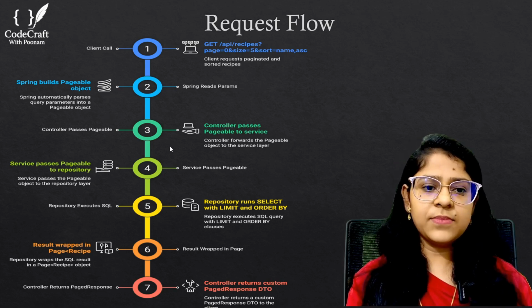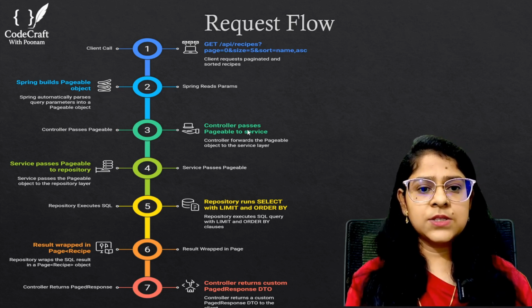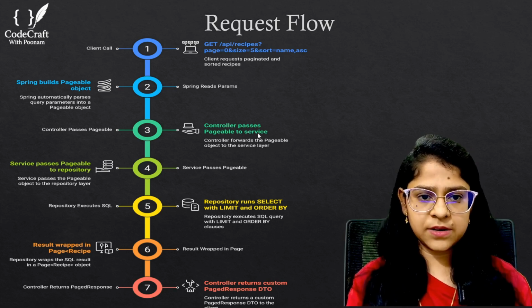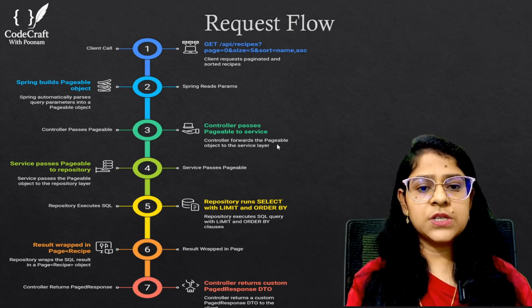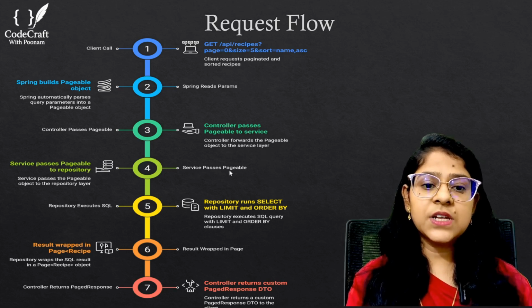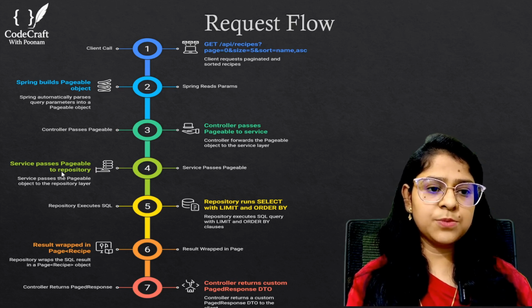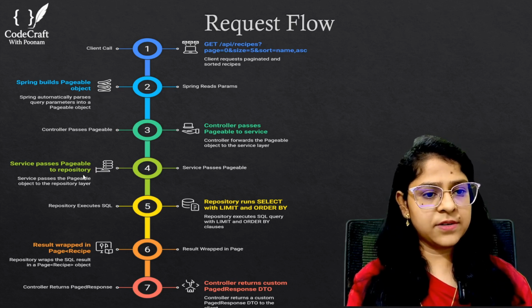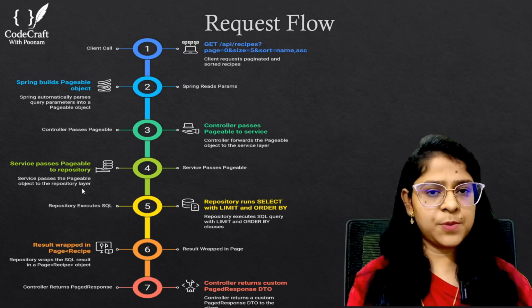Then the controller passes the Pageable to the service layer. So the controller forwards the Pageable object to the service layer, and then the service layer passes this Pageable to the repository layer. So the service passes the Pageable object to the repository layer.